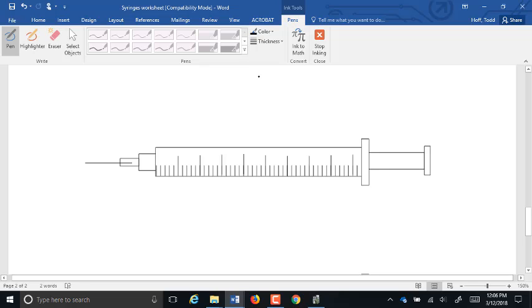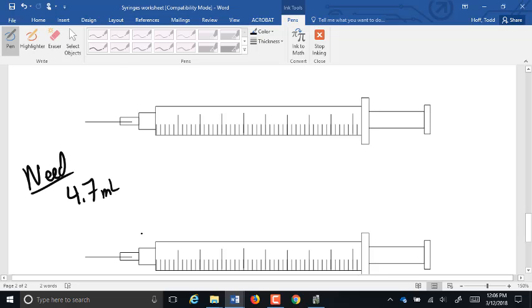Okay, so then the other side of it is, rather than just reading syringes, knowing where to fill them. So let's say we need 4.7 milliliters of medication. And let's say this one up here is labeled 1, 2, 3, 4. This one down here, like this.